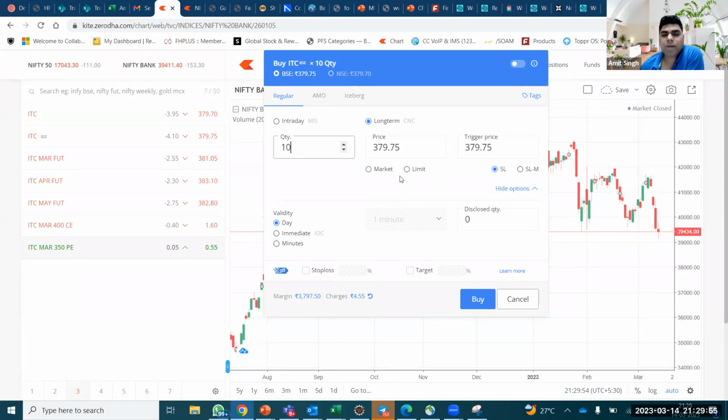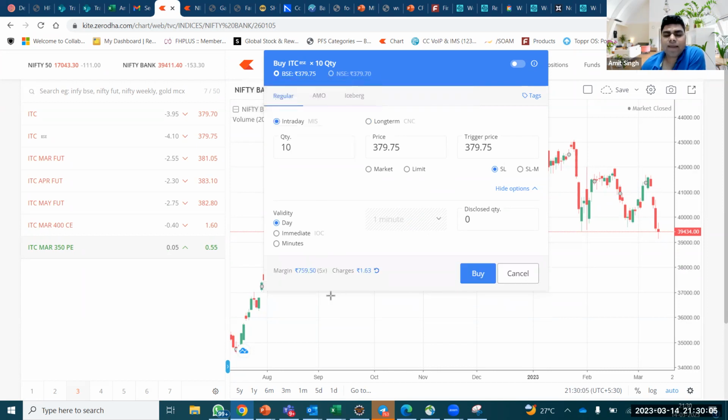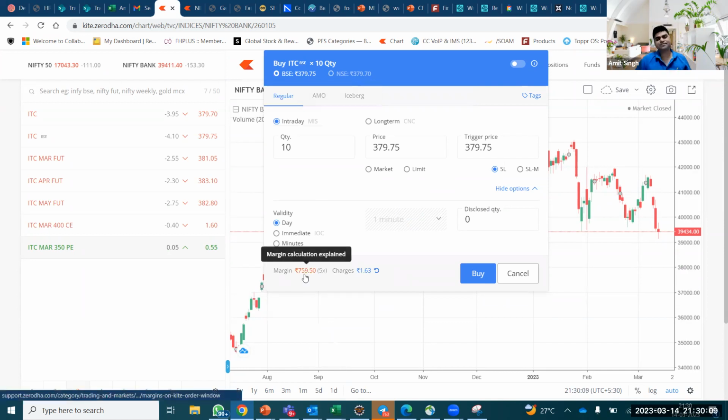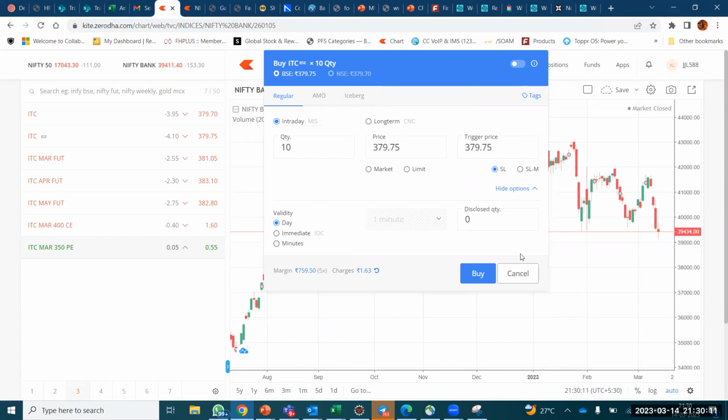So let's say if I am having around 4,000 rupees, I can buy 10 stocks of ITC. And how much I have to pay? Long term, if I am going, I have to pay 3797. But if I wish to trade intraday, which means buy in the morning or sell it after some time, then I can take this trade with as low as 760 rupees. Okay. So that is the first thing.